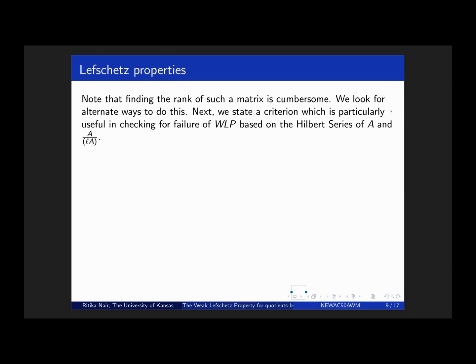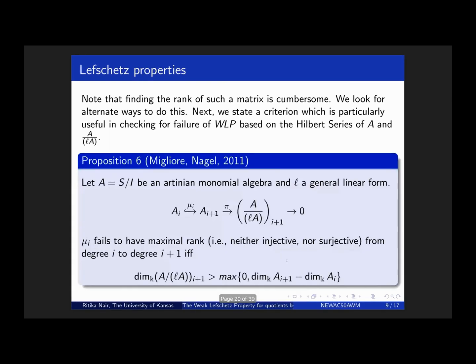We first state a criterion which is particularly useful for checking for the failure using the Hilbert series. Now, using the Hilbert series gives us an advantage that we can use Macaulay 2 or such software to compute the Hilbert series directly. So the proposition is as follows.